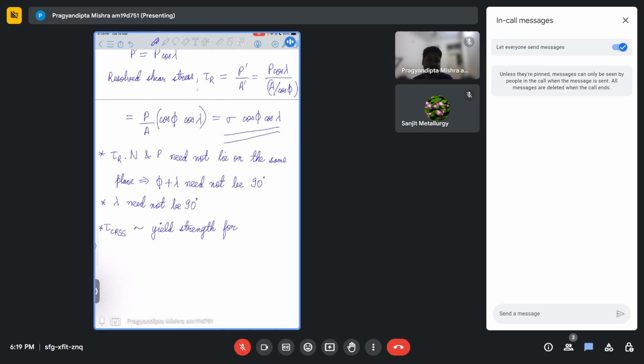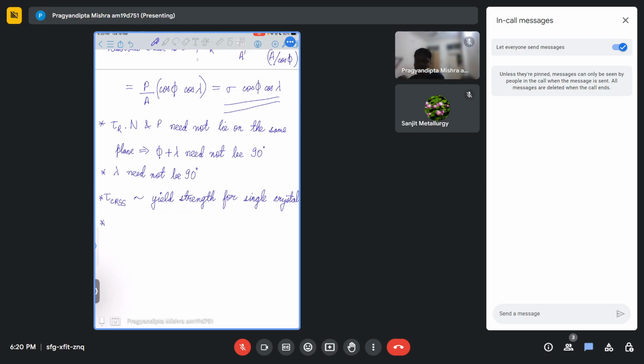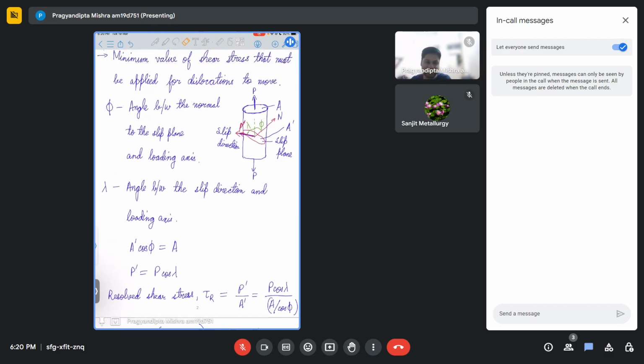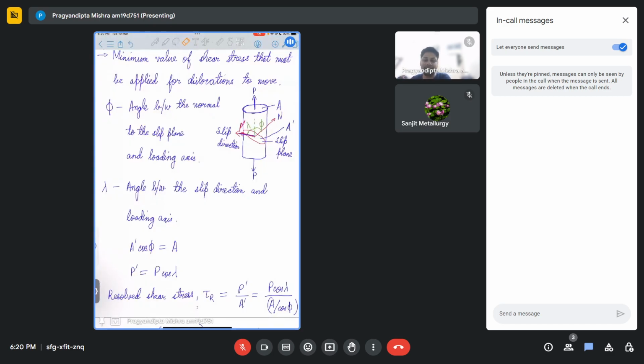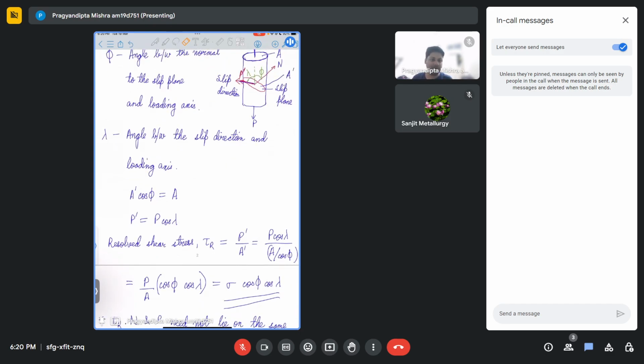For single crystal, okay? So when do we say we are talking about resolved shear stress, and when do we say we are talking about critical resolved shear stress? There are 2 points to note here. The resolved shear stress will act whenever a load is acting on a body. So the moment you put load on a body like this, along the slip plane and slip direction, you will have a resolved value of shear stress. But only when that value exceeds a critical value, then only the dislocation will start moving. So you will always have resolved shear stress if there is force acting, but that value should exceed the critical resolved shear stress, only then will the dislocation start moving.